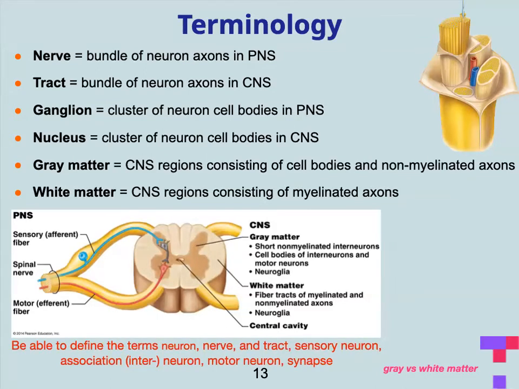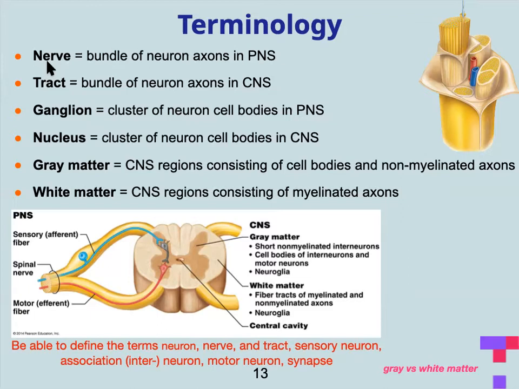Here's the list of terms that I want you to commit to memory. A bundle of neuronal axons in the central nervous system is called a tract. A bundle of neuronal axons in the peripheral nervous system is called a nerve. So that includes most of the nerves you may have studied in anatomy, like radial nerve, ulnar nerve, median nerve, etc.